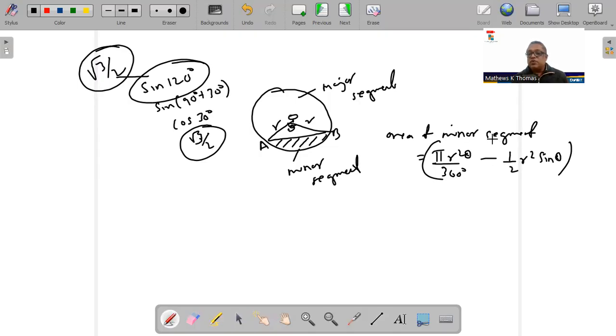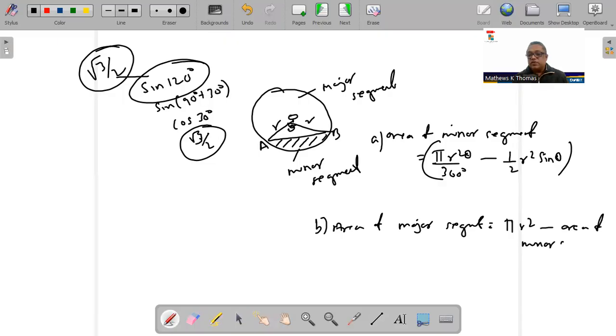Radius value will be given. You can find area of the minor segment. And area of major segment will be area of the full circle, that is pi r square, minus area of the minor segment.